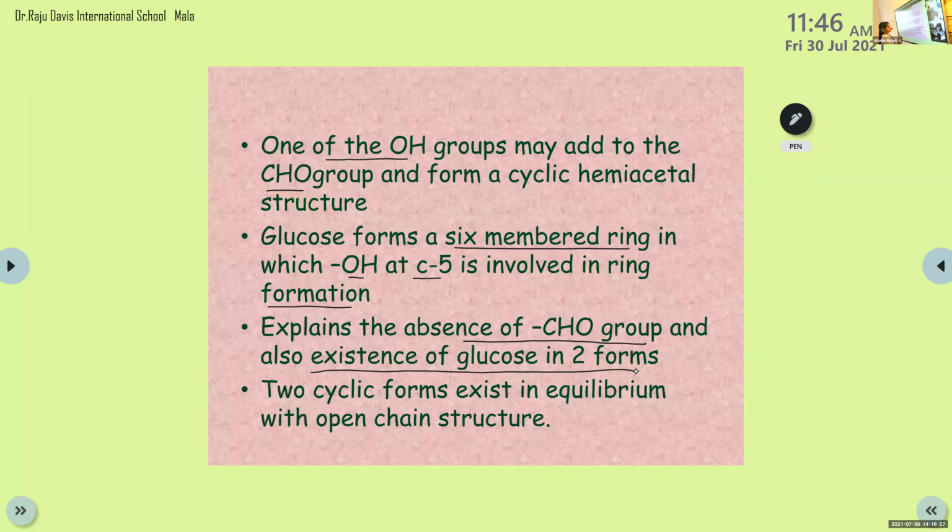Explains the absence of the CHO group and also the existence of glucose in two forms. This cyclic structure can explain the absence of this aldehyde group and also the existence of glucose in two forms, that means alpha form and beta form. Two cyclic forms exist in equilibrium with the open chain structure. There will be two cyclic structures here and they are in equilibrium with the open chain structure. We have learned one open chain structure and that's in equilibrium with the two cyclic forms.